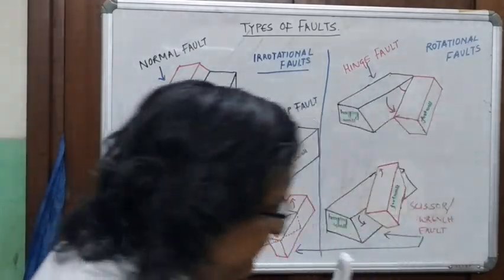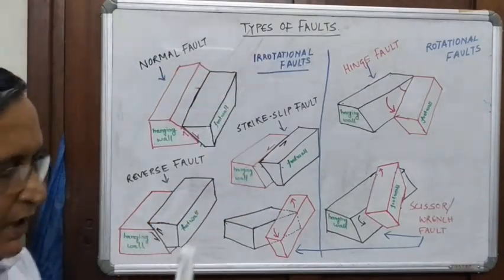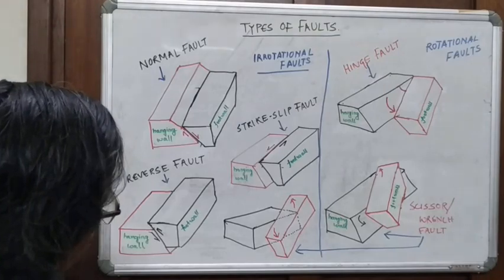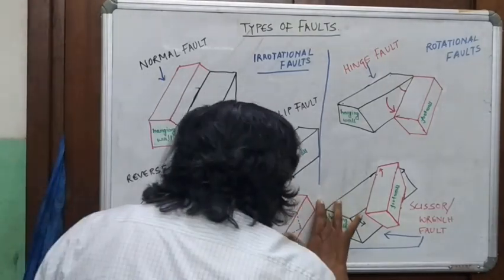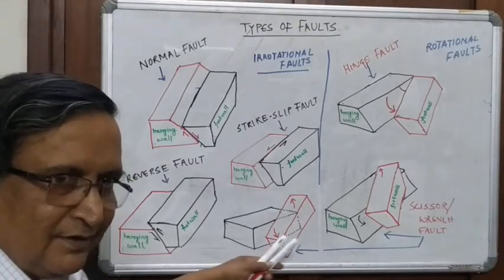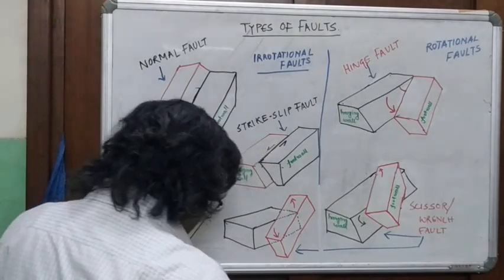Now, there are several ways of doing it. Irrotational faults are generally brought. What did I do? Okay. Why are there two? This is better. Okay, so, sorry.